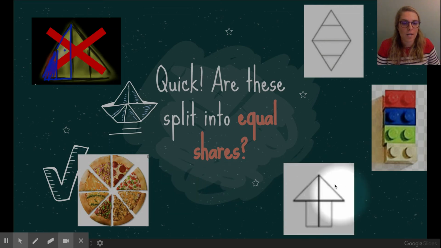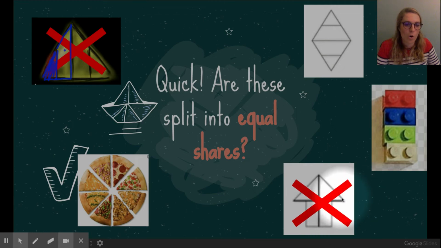All right, let's talk about this guy here. Just like a house looking thing. Is this house split into equal pieces? Could I determine the fractional amount of that piece? No, not really. We can even look at the shapes that are in this. I see a rectangle here and then a big triangle on top. Those are not equal pieces. I could not determine the fractional amount of each one piece.